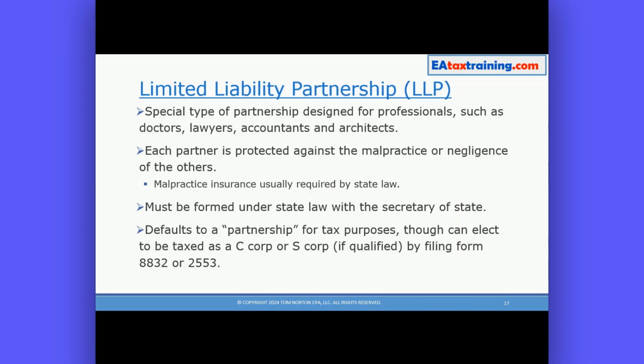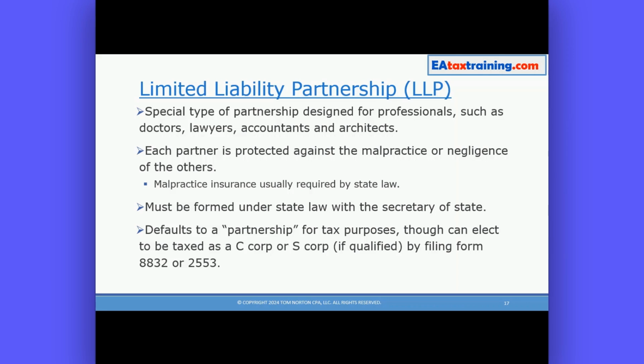Well, if you had just a regular old partnership, then all the other doctors would also be liable for that one doctor's bad action. So what a limited liability partnership does is it protects those other doctors from being sued for what the one bad action of that other doctor was. Now, in addition to having the limited liability, most states are going to say that you also have malpractice insurance. And of course, most of these professionals are going to have malpractice insurance anyway, but it will be required.